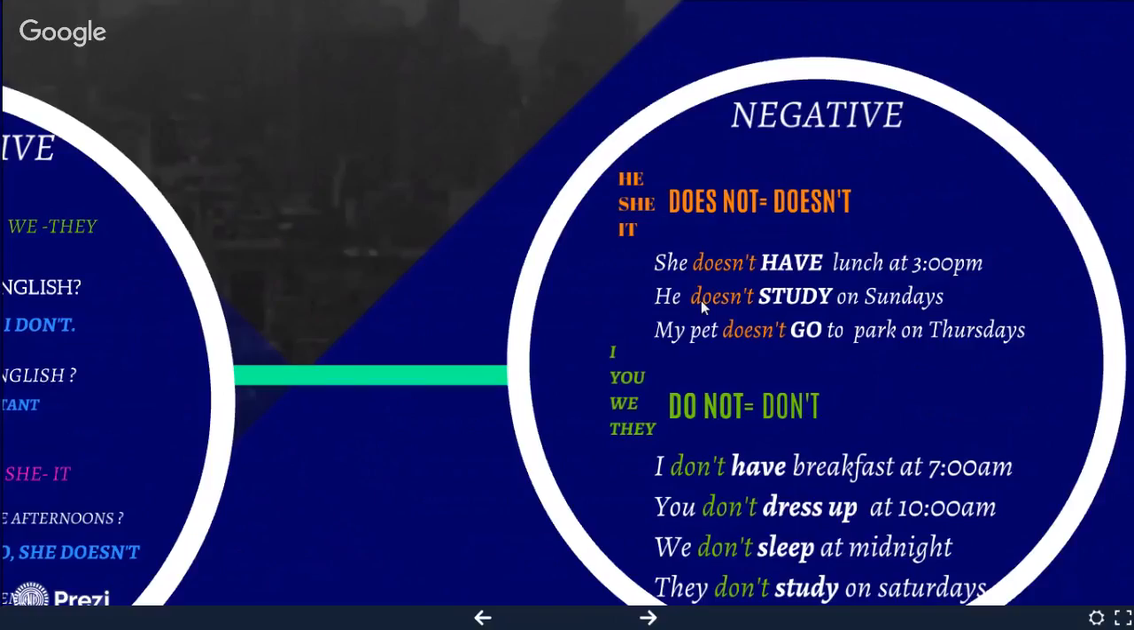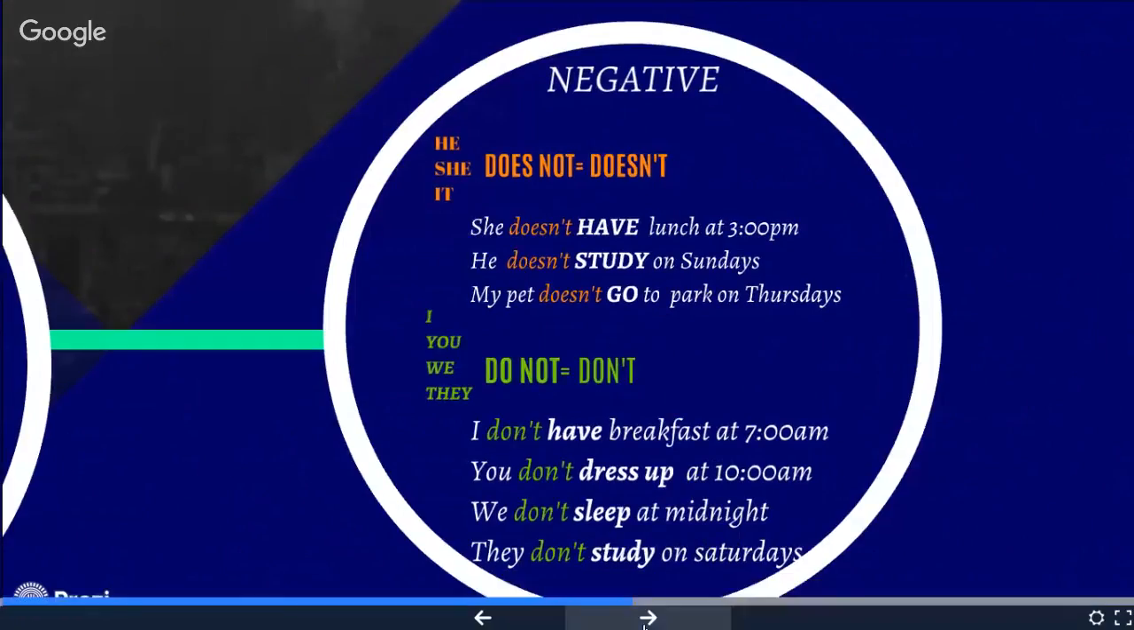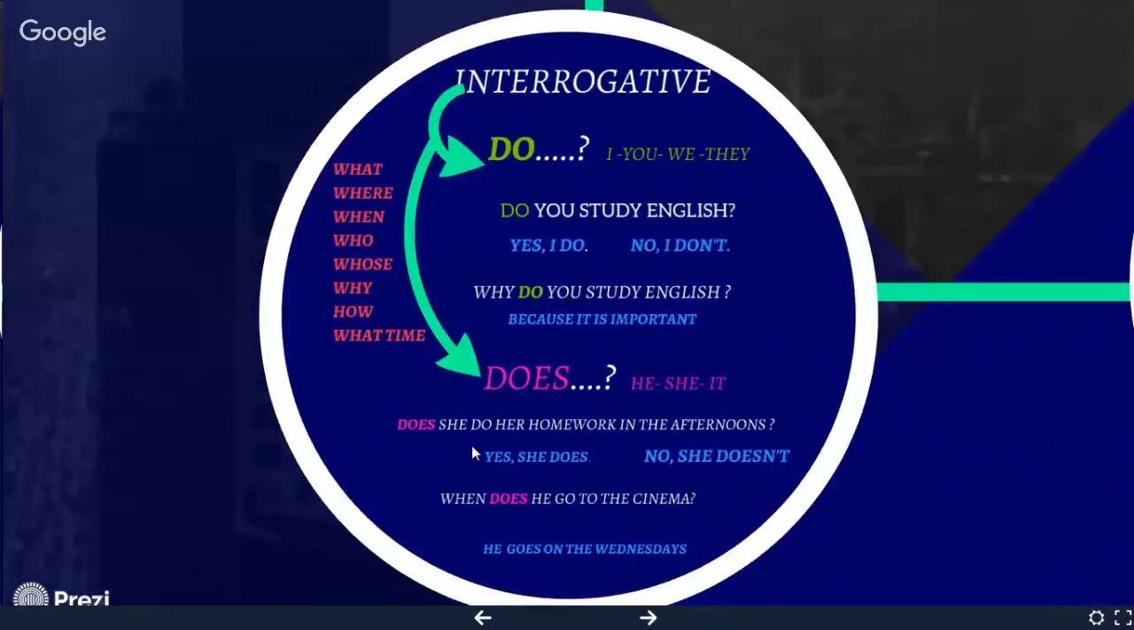Now we have to continue with interrogative. In interrogative, we have to use W questions, for example, what, where, when, who, whose, why, how, what time. And the auxiliary. In simple present, there are two auxiliaries, do and does. Do with I, you, we, they, and does with he, she, it.